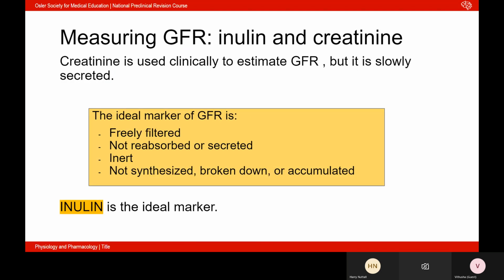Okay, so clinically, how is GFR measured? This is a really important measure to have in clinical practice. So it's done through measuring creatinine. However, creatinine is not only filtered freely, it is also slowly secreted. So this leads us on to our next question. Does creatinine underestimate GFR?